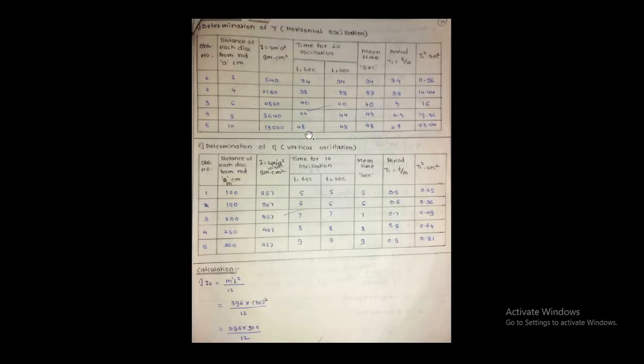These are the observations you have to list at the time of practicals, and then we proceed further for completing these two respective observation tables, one for Y, second for eta. Now for Y, that is performing the horizontal oscillations, this is the observation table. Distance of each disc from the rod, a centimeter, and I is equal to twice m dash, that is the mass of two discs, into a square. A is the distance which is the first column.